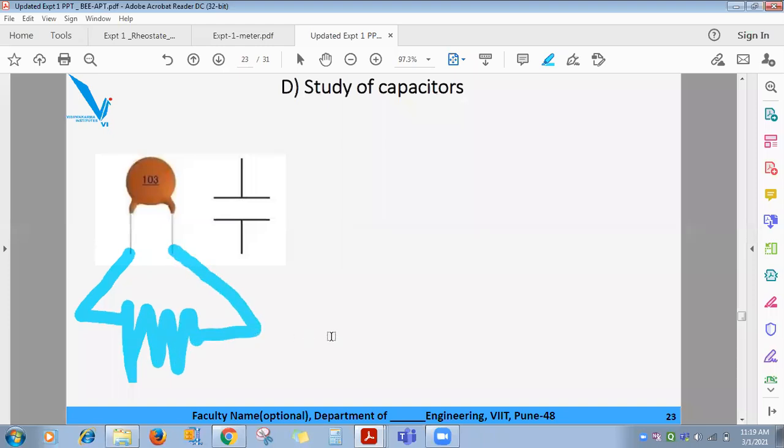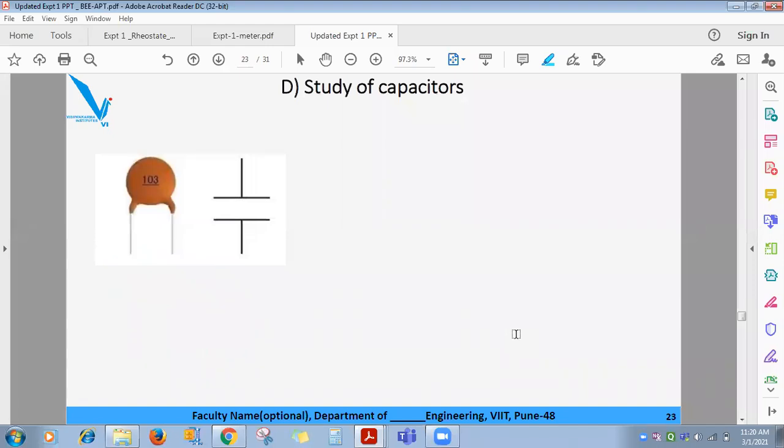So connect a resistance across the two terminals of the capacitor. What will happen? The circuit is closed, current starts to flow, and the capacitor starts to discharge. The moment the capacitor gets fully discharged, the current will be 0. Then you can remove this resistance, and now you can touch the capacitor leads.